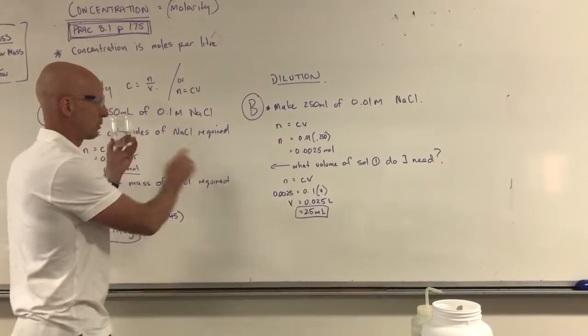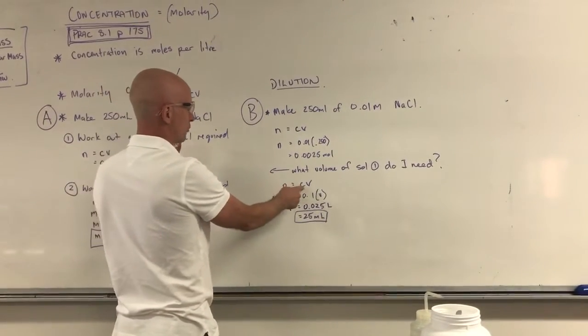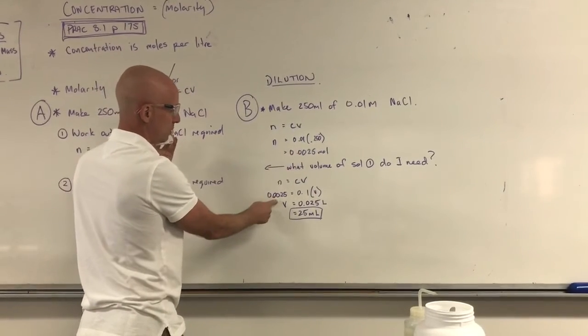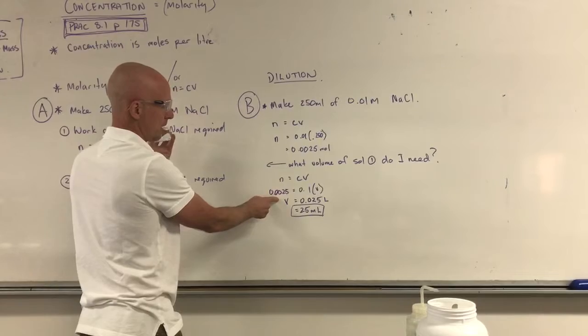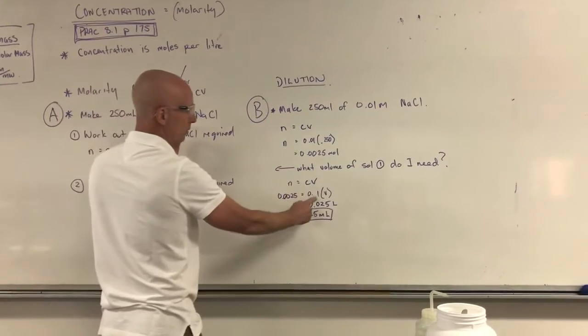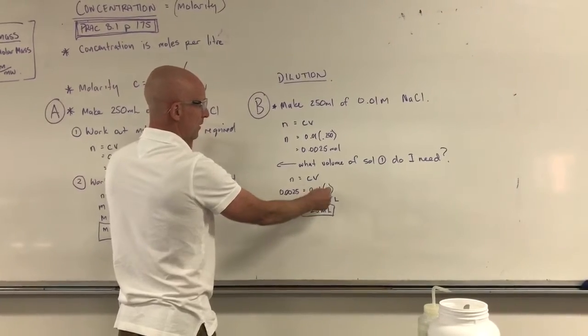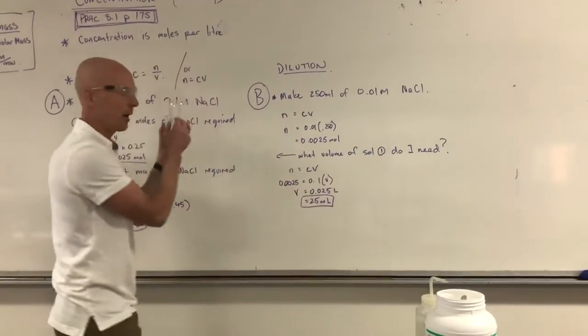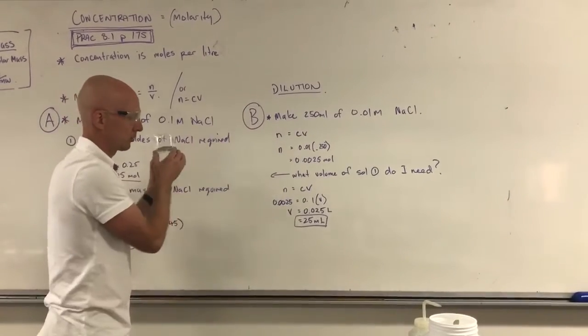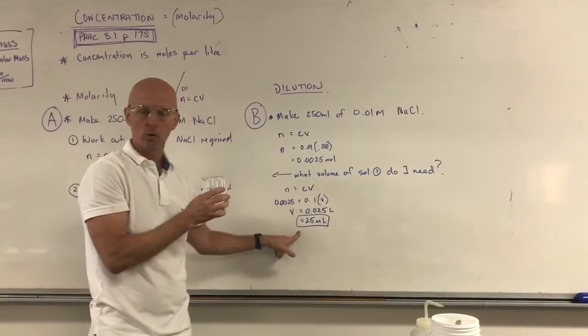So what we do is we use our formula again, number of moles is concentration by volume. We put in our knowns. We know how many moles we want. We know the concentration of this solution because we made it already, 0.1. So that then we can solve for volume and work out what volume of this solution we need to make this dilution. And when you work it out, it comes to 25 mils.